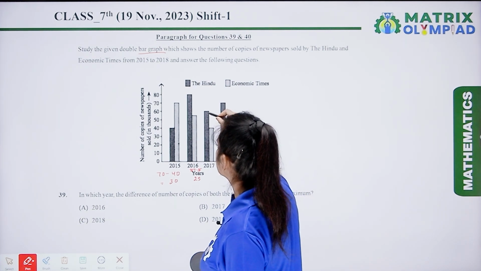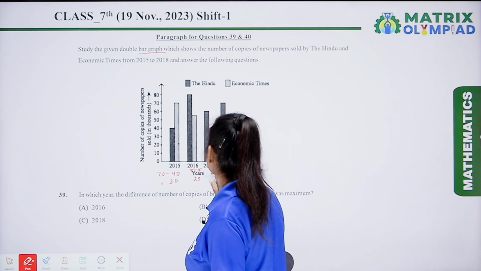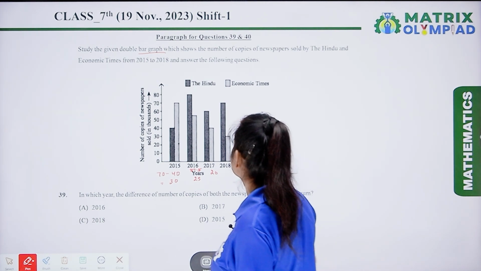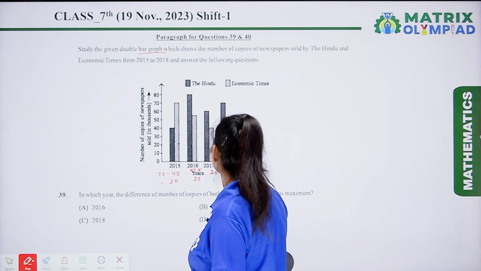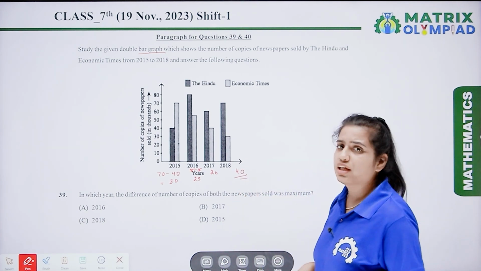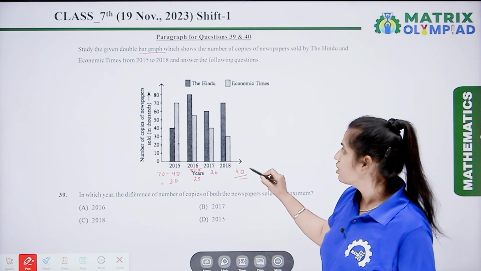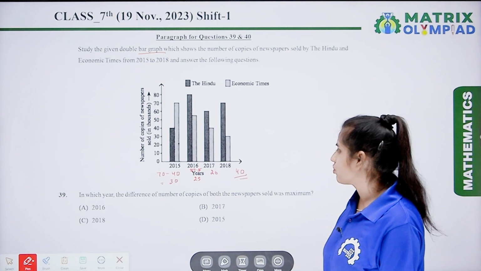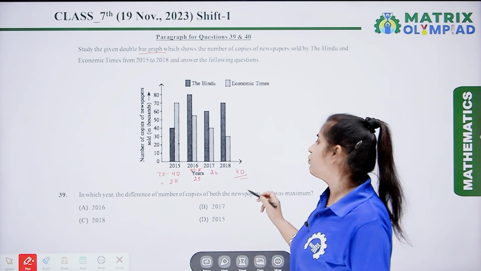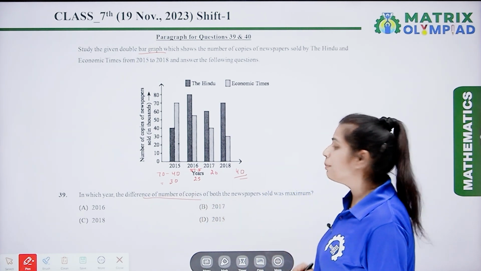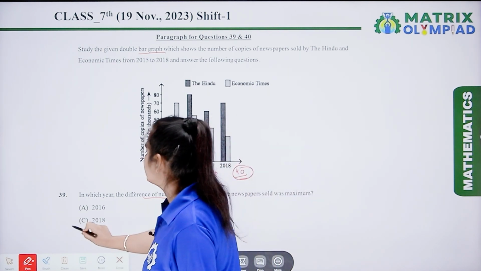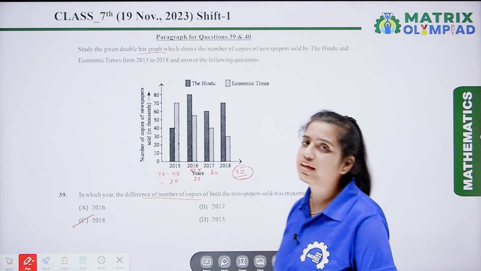In 2017, we have 60 minus 40, that is 20. In 2018, we have 70 minus 30. So here in 2018 we get the maximum difference of the number of copies of both the papers, that is 40. So out of these four options we can say that option C is the correct answer.